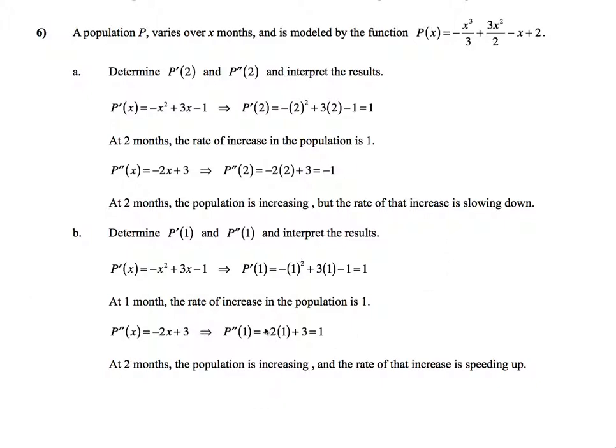But then, in the second derivative, we substitute in the 1. So again, x, parentheses, substitute in the 1. Negative 2 times 1 is negative 2, plus 3 is 1, positive 1 this time. And so, at 1 month, the population is increasing, and the rate of that increase is speeding up because this is positive. So in the first instance, the rate of the increase is slowing down because this is negative, and in the second circumstance, the rate of that increase is speeding up since this is positive.